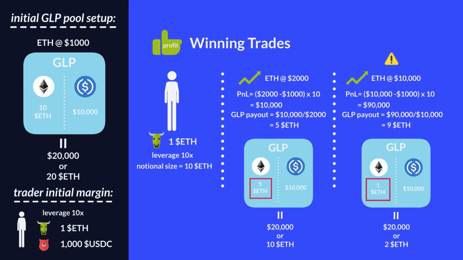These examples demonstrate that when traders win by going long, the USD value of the GLP pool remains constant, but it is left with a reduced amount of ETH. This means that the pool misses out on any potential gains from the price appreciation.